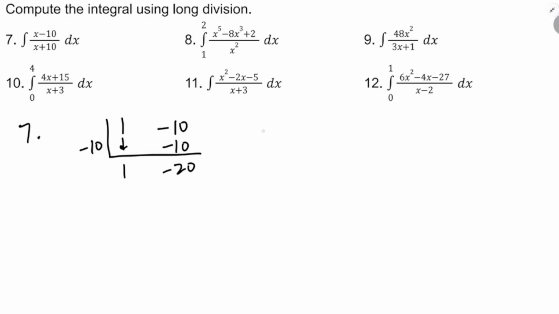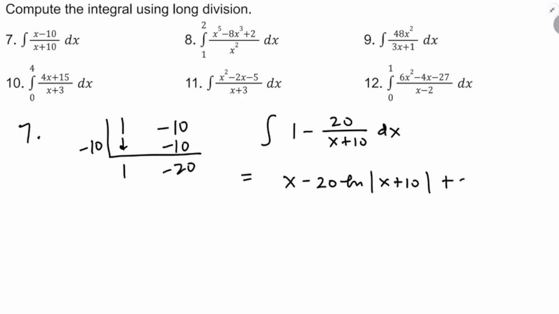So this equals the integral of 1 minus 20 over x plus 10 dx. And this is not so bad. This is going to be x minus 20 natural log absolute value of x plus 10 plus c.